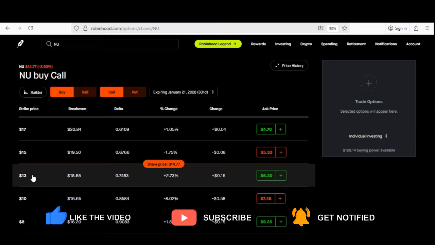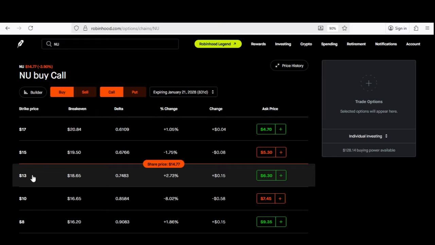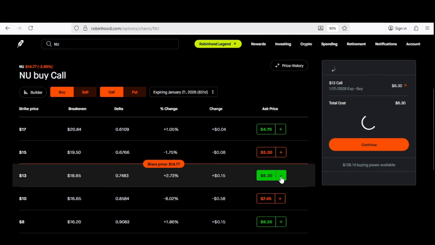Now, at the $13 strike price, because this is a buy option strategy, I'm going to have to pay. The amount of money I'm going to have to pay is $6.30. Once I translate that into the real world, that's going to give me $630, simply because each option contract contains 100 shares. So you simply multiply your 6.30 right here by 100 shares, and that should give you $630.